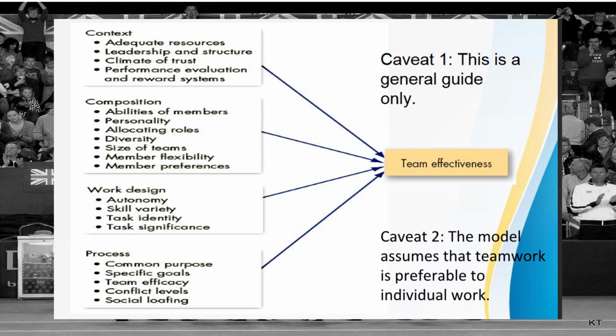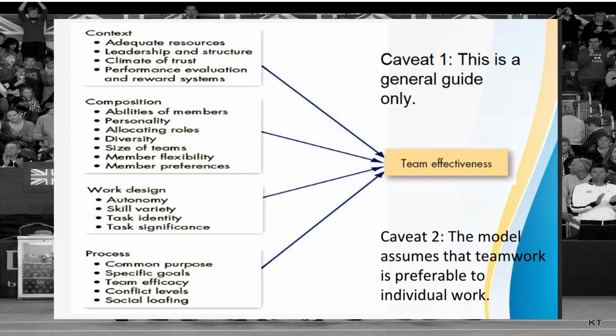And within each of these 4 elements, you need to review the sub-elements within these. If we look at context: adequate resources, leadership and structure, climate of trust, performance evaluation, and reward systems. And all of these have a purpose. They have a purpose in terms of making sure that you have the right people at the right time to work together with the right abilities, with the right resources, that are sufficiently motivated to achieve their objectives on time within budget. And that's what it's all about. It's having the right people to work together to achieve what you need with the right skills.